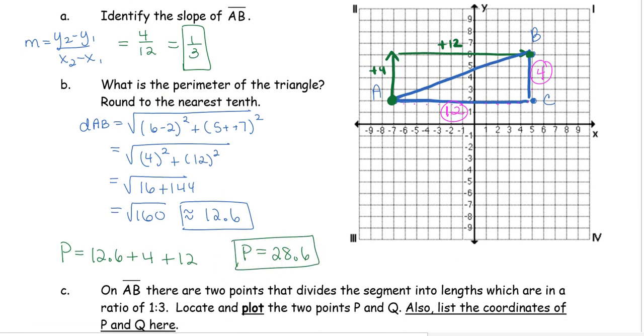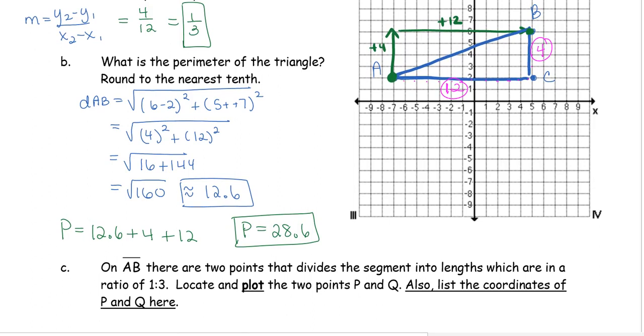All right, last one for this section. And this one is going to start breaking up into ratios. As we look at our line, on AB, that diagonal line, there are 2 points that divide the segment into a length which are in ratio of 1 to 3. That means that we have 4 equal parts. We have 1 equal part on one side to 3 equal parts on the other. 1 to 3. 1 on the left, 3 on the right. Or 1 on the right and 3 on the left. But all those pieces are equal. So 1 and 3, that gives us 4 equal pieces.